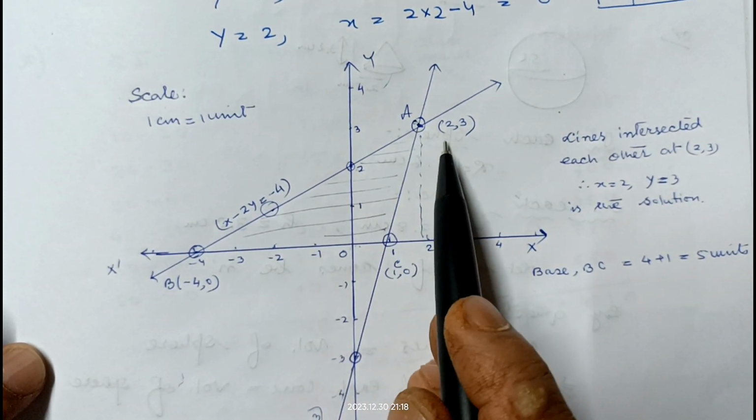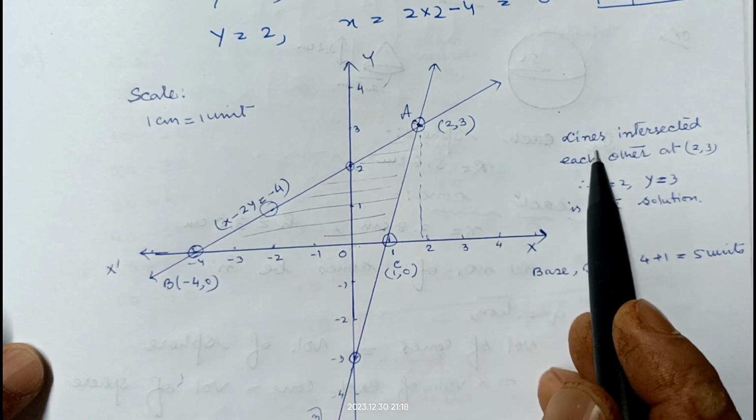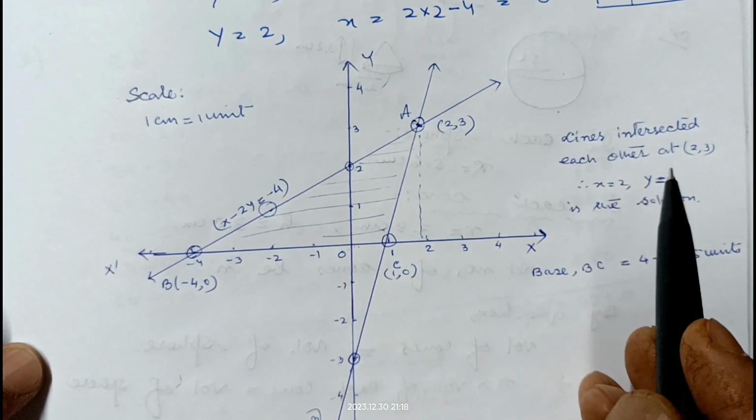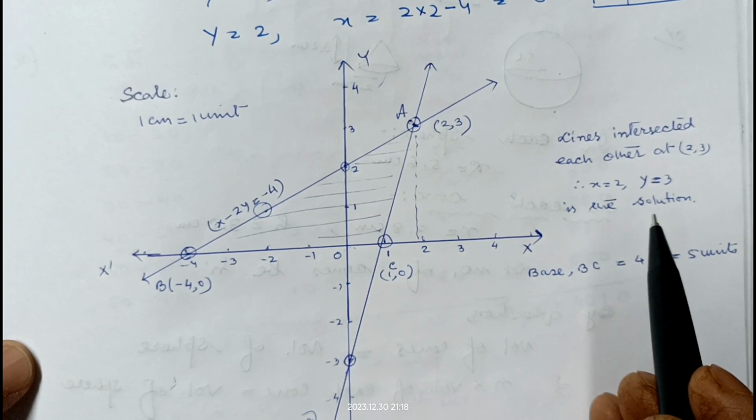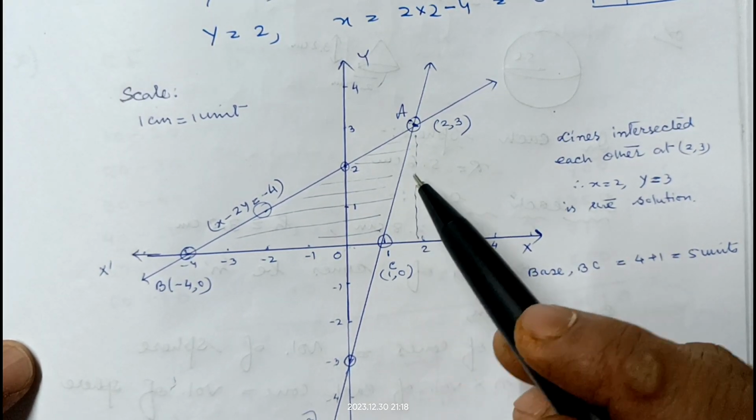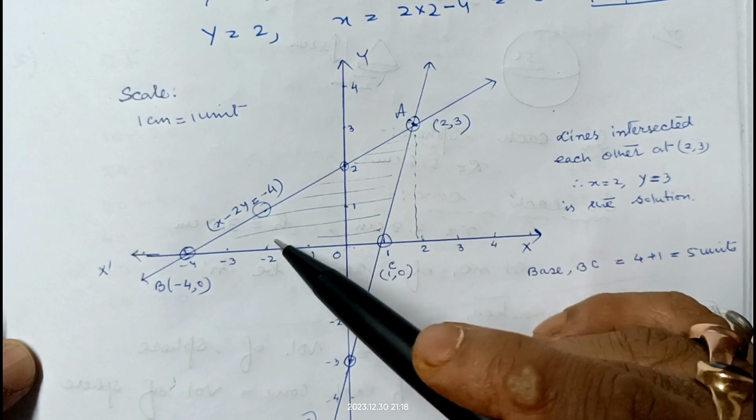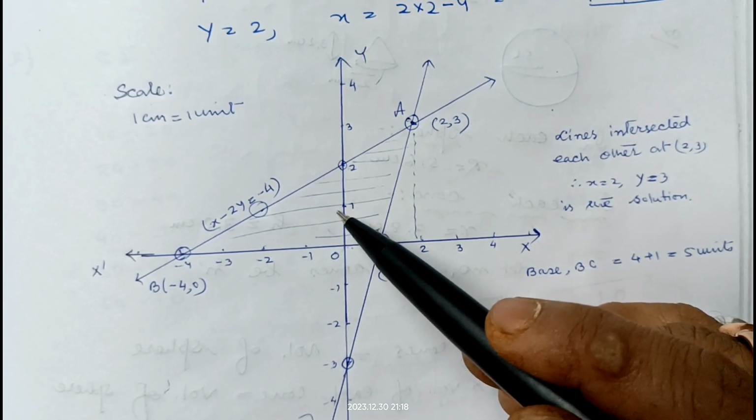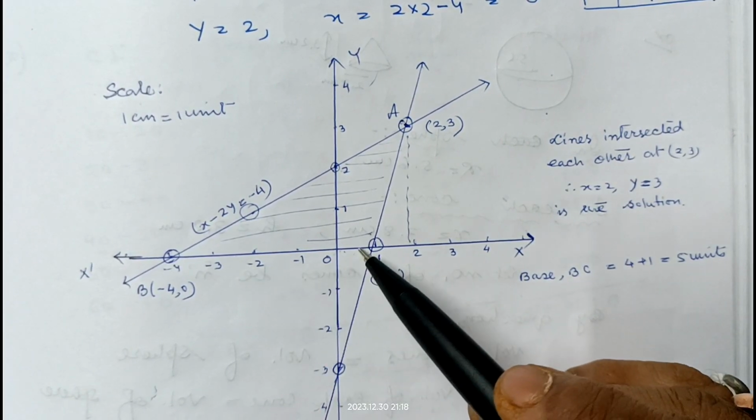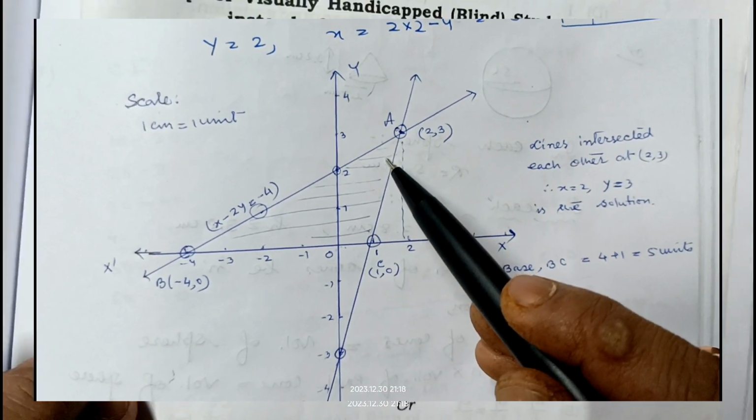It is found that lines intersected at 2, 3. Since lines intersected each other at 2, 3, therefore x equal to 2 and y equal to 3 is the solution. And here we have to shade the triangular region. So just shade this part, because in the question it is given shade the area of the region bounded by the lines and x-axis. This is the x-axis. So this is the region that you have to shade.